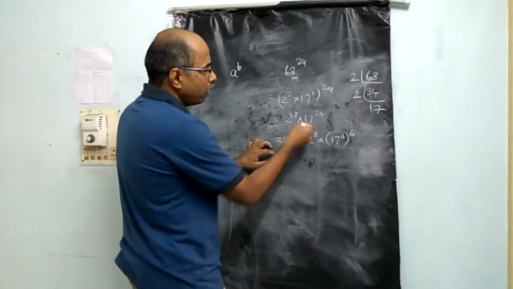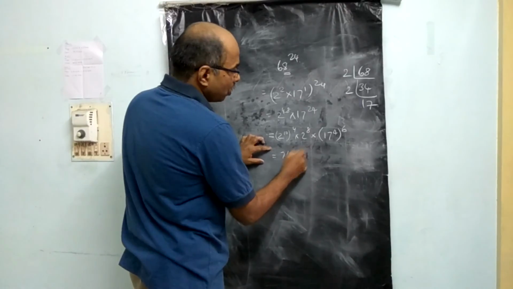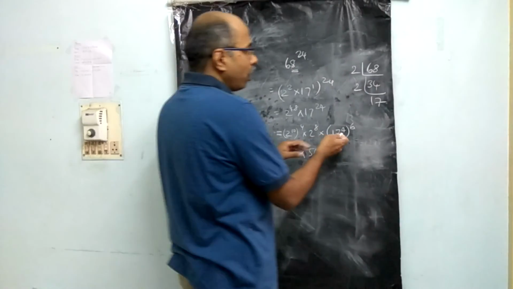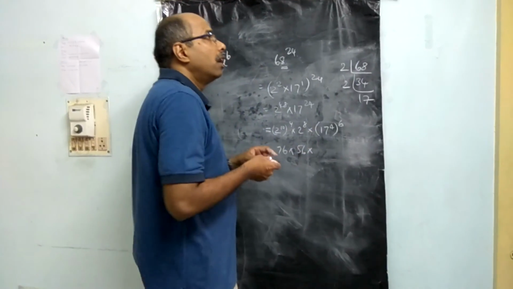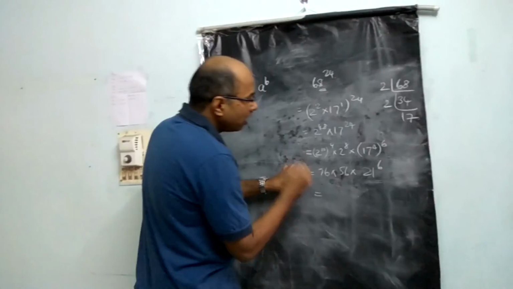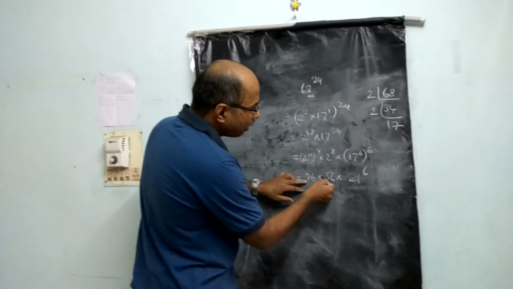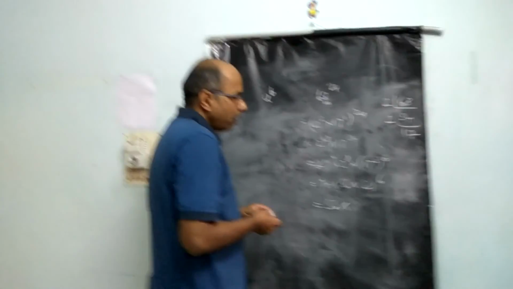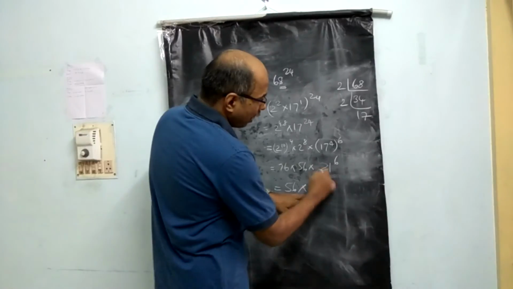So 2 power 10, power an even number will be 76. 2 power 8 is 256, right? The last 2 digits 56. And 17 power 4, what is it? 89, 11, 21. 21 power 6. So when you multiply, since this is a multiple of 4, when you multiply with 76, the last 2 digits will not undergo any change. 56 into 1, 2.